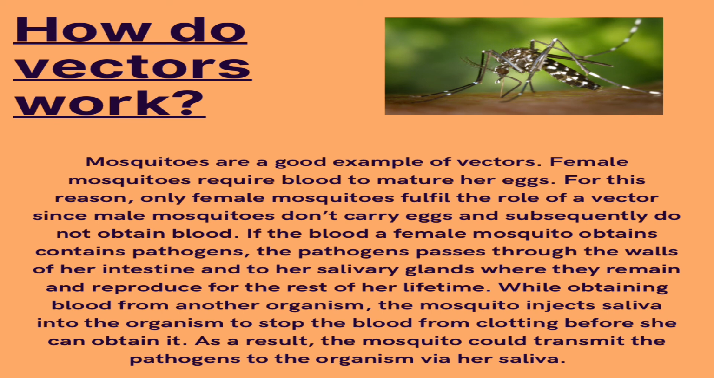While obtaining blood from another organism, the mosquito injects saliva into the organism to stop the blood from clotting before she can obtain it. As a result, the mosquito could transmit the pathogens to the organism via her saliva.